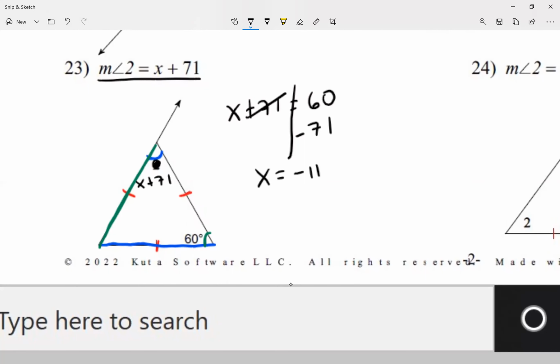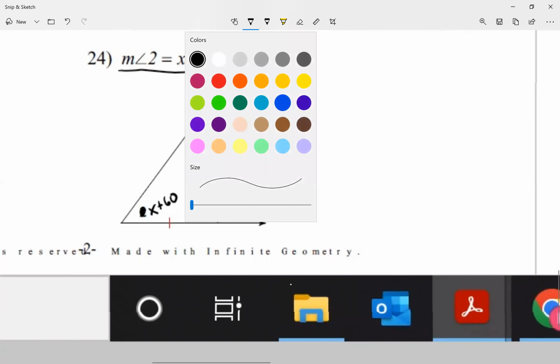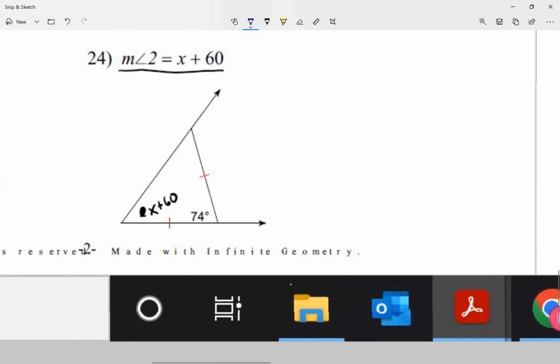Let's take a look at number 24. Measurement of angle 2 is equal to x plus 60. So this 2, let me change this for x plus 60. I notice there's only two sides that are equal. You guys see the two slashes. So that means only two angles that are equal.